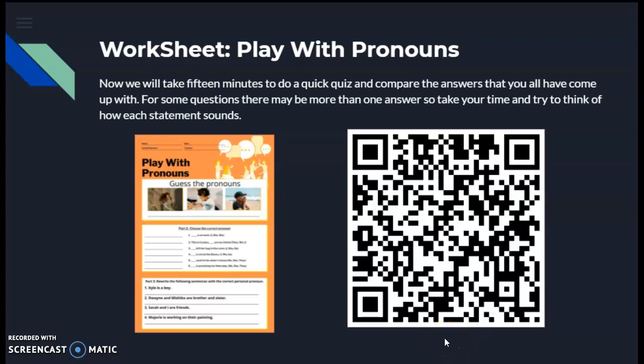So, worksheet, play with pronouns. Now we're going to take 15 minutes to do a quick quiz and compare the answers that you've all come up with. For some questions, there may be one or more answers, so take your time and try to think of each statement and how it sounds.